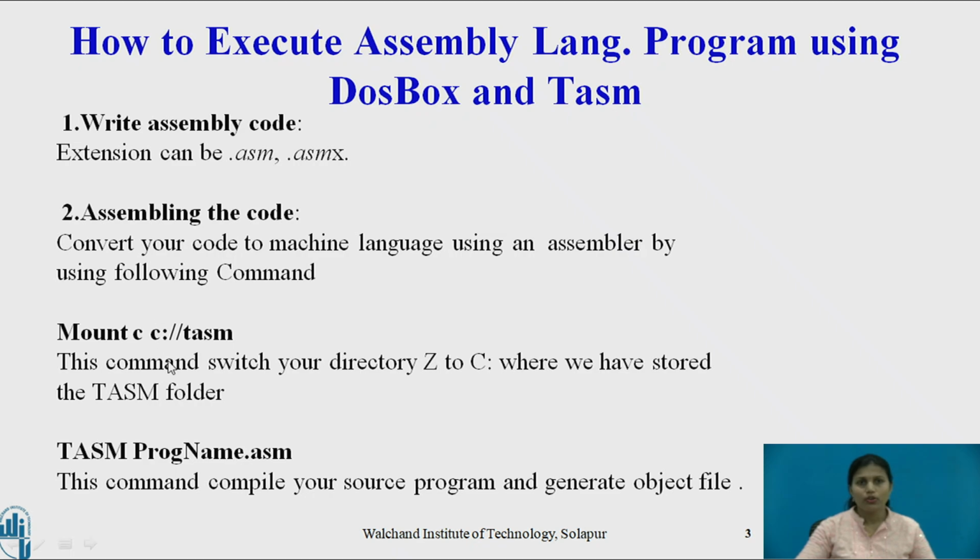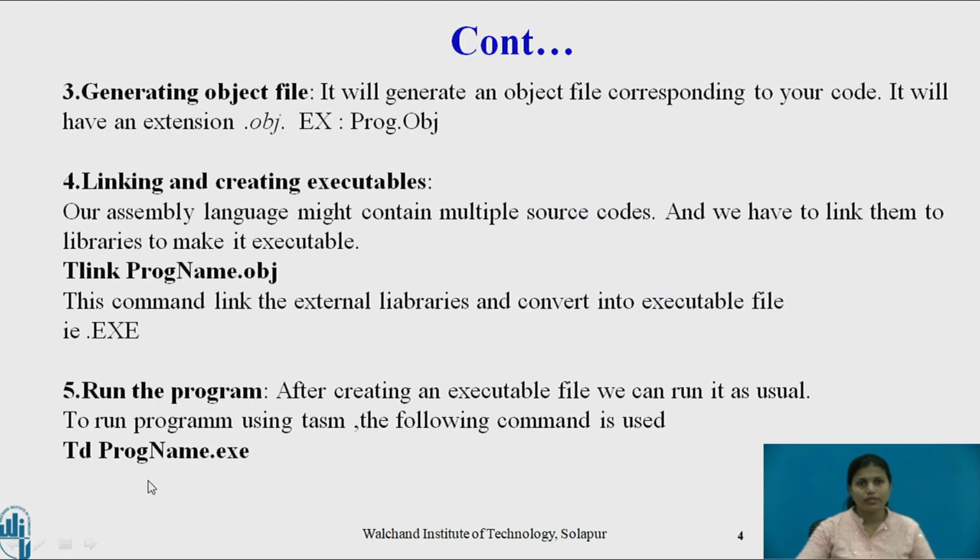So before assembling the program, we have to follow this step, that is mount c /tasm. So it will switch your directory of DOSBox from Z to the C drive where we have stored the TASM folder. After that we need to follow the next step, that is TASM program name .asm. So it will compile your program and generate the object file.